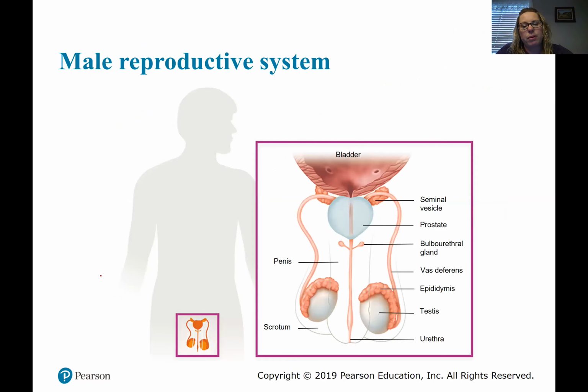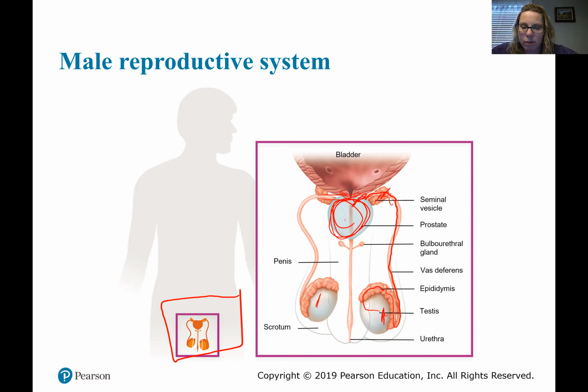It consists of the testes, which produce the sperm. Then the sperm travel into the epididymis where they mature. And then they will travel down through the vas deferens, and become associated with the seminal vesicle, the bulbourethral gland, and the prostate. The prostate sits down here underneath the bladder. And then the vas deferens ties in with the urethra.